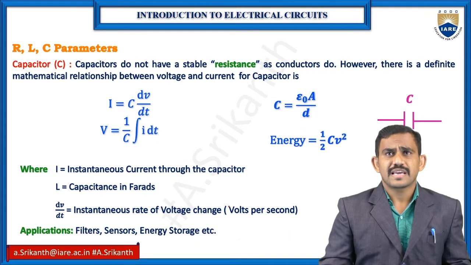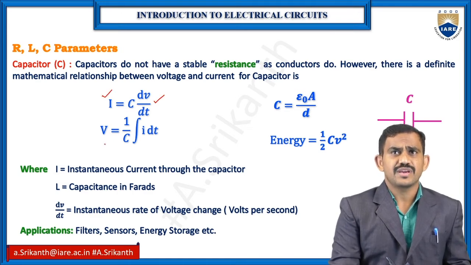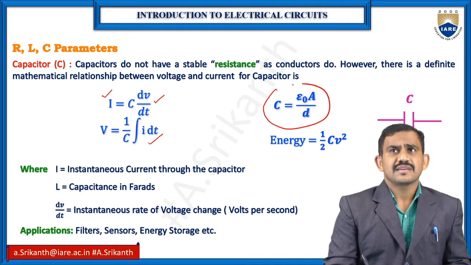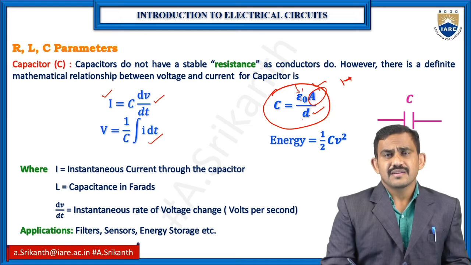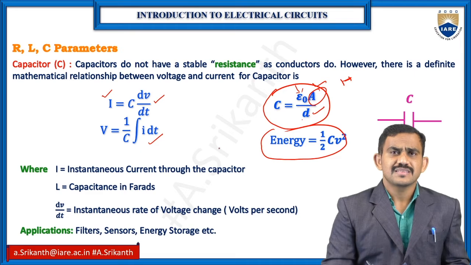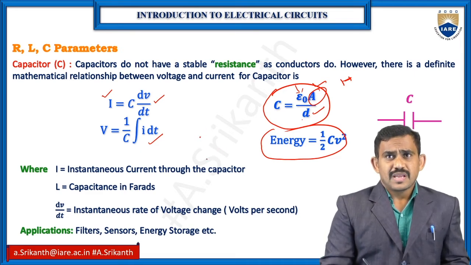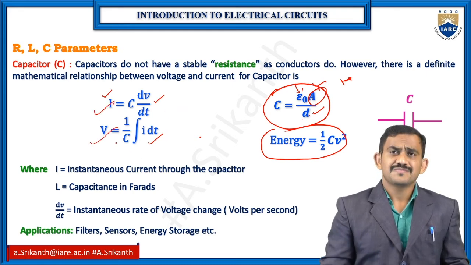And coming to capacitor, I equals C dV by dt, and V equals 1 by C integral I dt. Capacitance is epsilon A by D, where D is the distance between two plates, and A is the area. Energy in a capacitor is 1 by 2 C V square, and for inductor, 1 by 2 L i square. These are the formulas for capacitor, current and voltage.